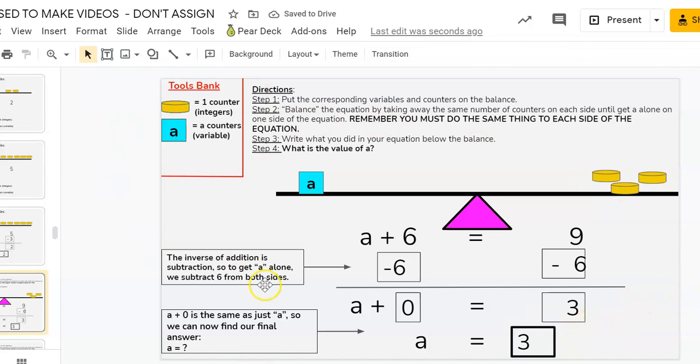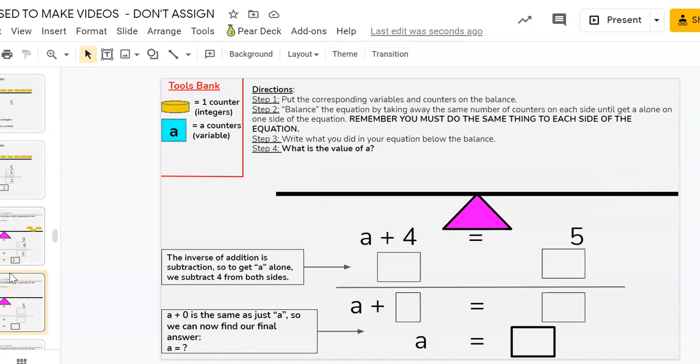You're going to do the same thing that I just did on your slides. You have 2 slides like for addition like this, and then you're going to watch another video about multiplication. So you'll do this slide, a plus 4 equals 5, just like I did. Figure out what does a have to equal, and a plus 3 equals 7. Just like I did, you put the counters and the variables on the balance and then subtract because you're doing the inverse operation until you get the a all by itself. When you're done, you're then going to watch another video about multiplication and how we solve those types of equations, and then you'll practice those on your own.